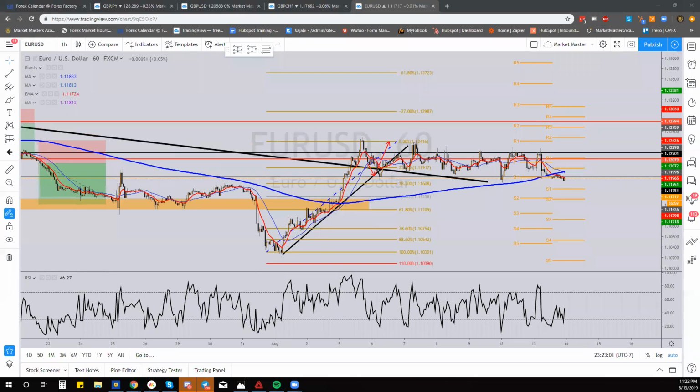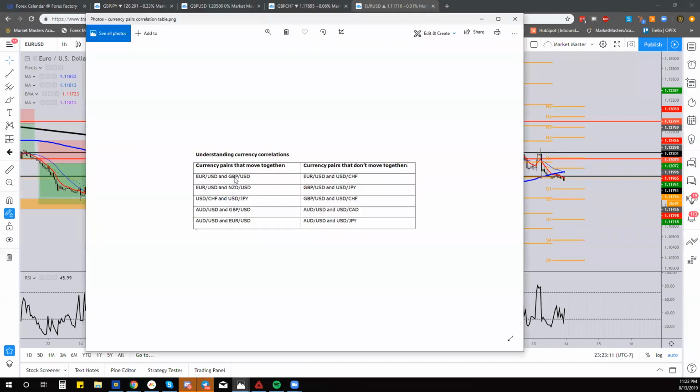Let me write this down. Correlation pairs. So I'm going to bring this over, and you're going to see how Euro USD and GBP USD are pairs that move together. So if Euro USD is expected to go up, so is GBP USD. So knowing that GBP is going to be shooting up, then there is a chance that also the Euro USD is going to be going up.